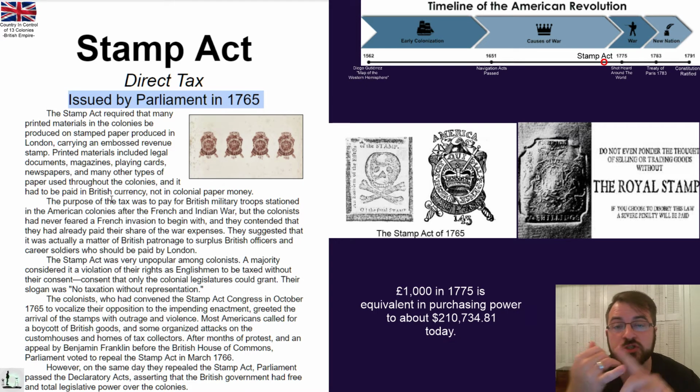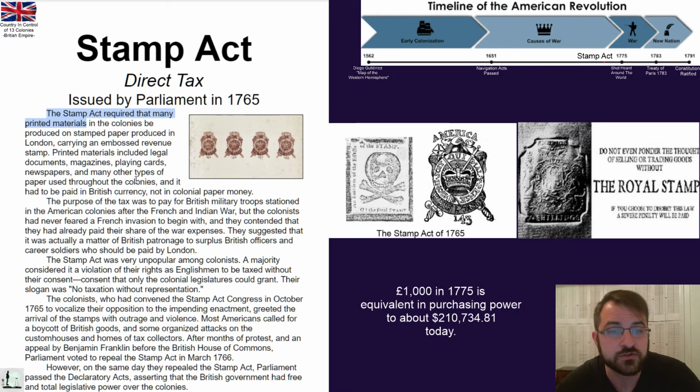It's a combination of the Sugar Act, the Currency Act, and then you get the Stamp Act, where it's kind of like the punching bag that gets all of it. So the Stamp Act required that many printed materials in the colonies be produced on stamped paper produced in London, carrying an embossed revenue stamp. Printed materials included legal documents, magazines, playing cards, newspapers, and many other types of paper used throughout the colonies, and it had to be paid in British currency, not in colonial paper money.